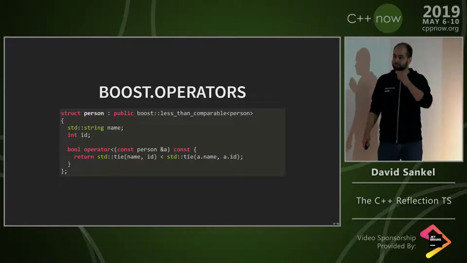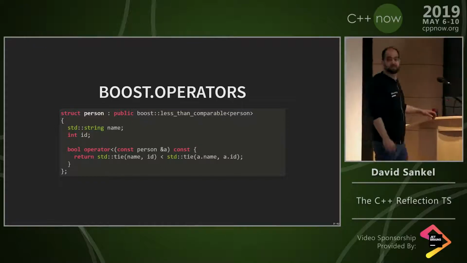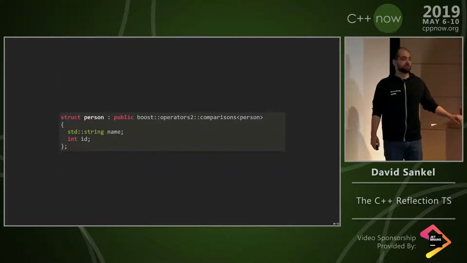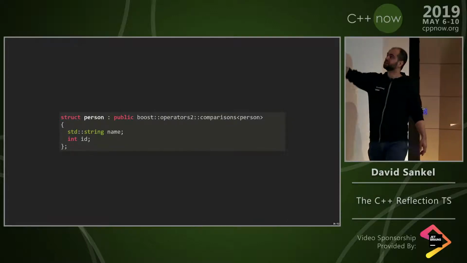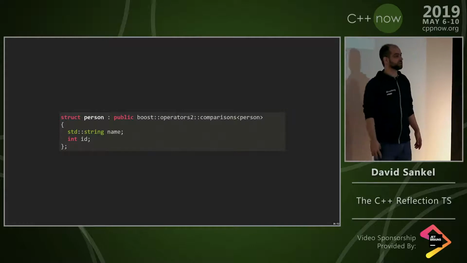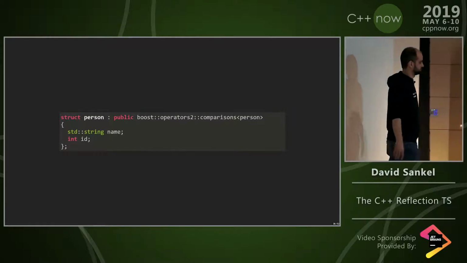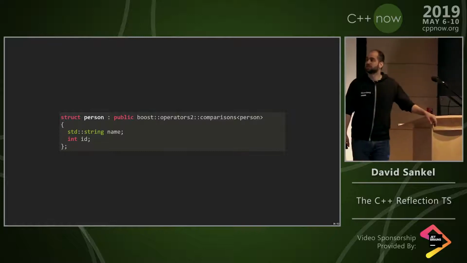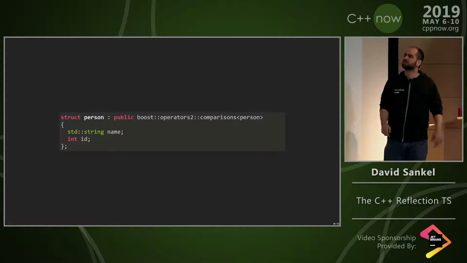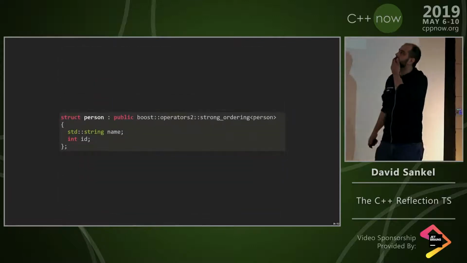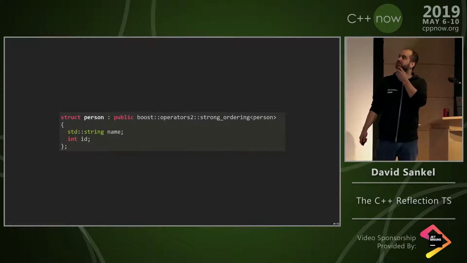So what can we do? Well, with this fictional boost operators 2 library, you can just say, give me the comparisons for person. You don't need to specify that one. You just can use them all. That's interesting. So maybe we could call something like that, call it something like strong ordering.